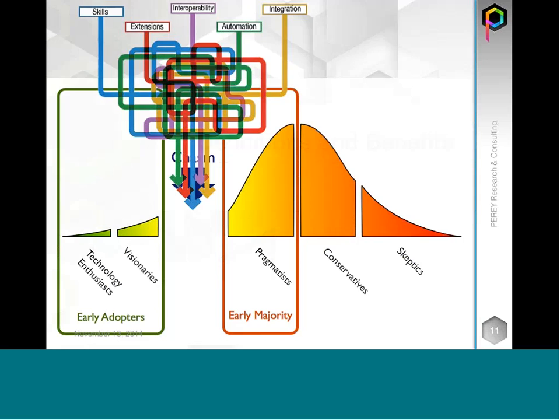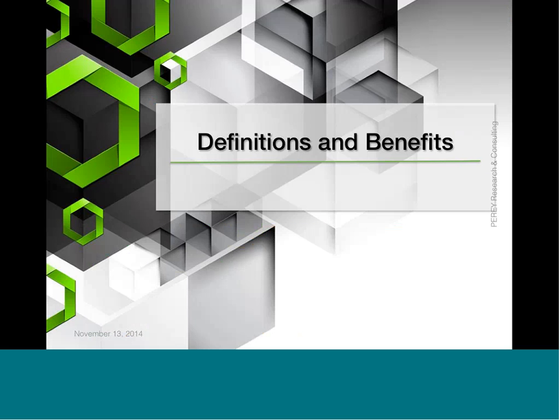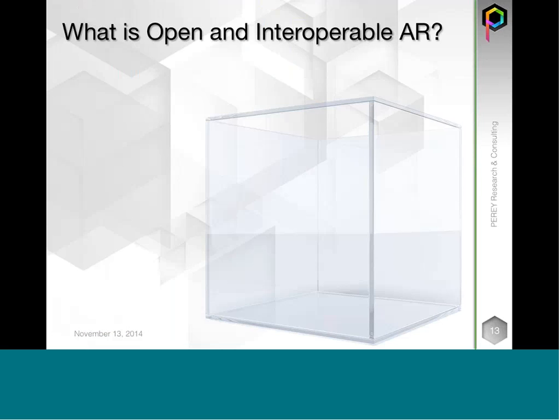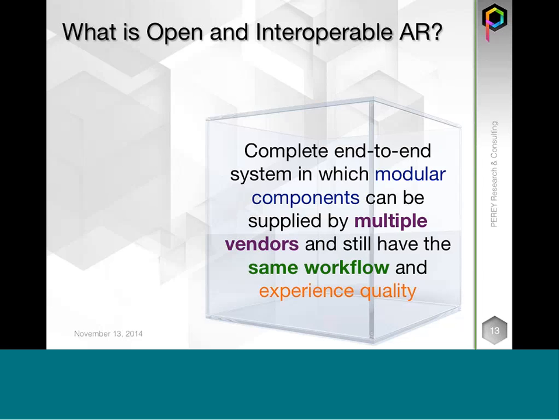So how are we going to go about getting all this? Let me introduce you to a few of the concepts that many of us are working on. What is open and interoperable augmented reality? I say that it's a set of values, or perhaps you could say it's a school of thought, a practice that we hold in order to advance the development of a complete end-to-end system in which modular components can be supplied by a lot of different vendors. And from the user's point of view or the developer's point of view, they have the same workflow and an experience quality that they've come to expect.